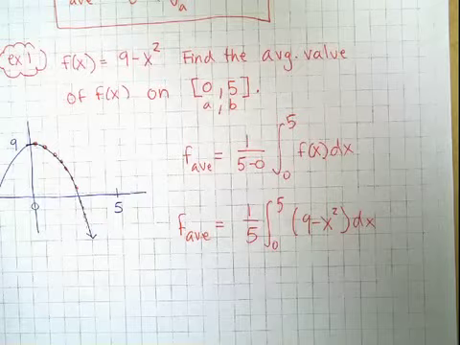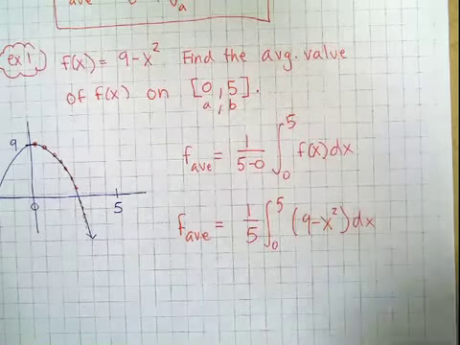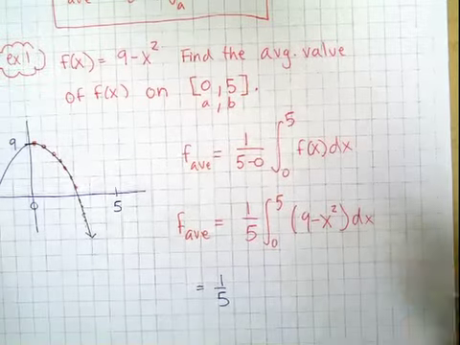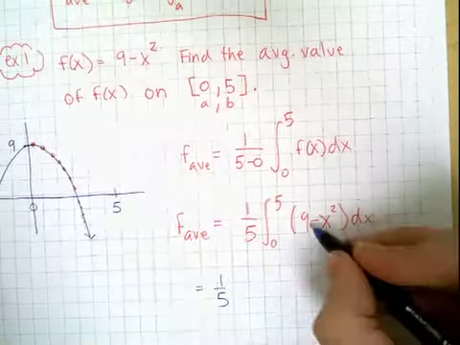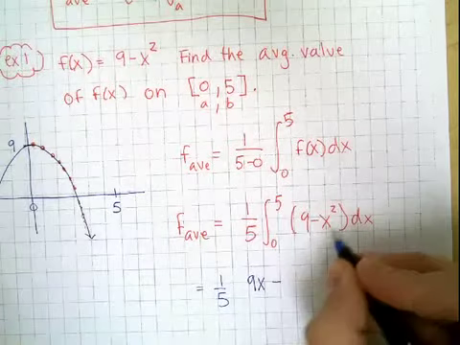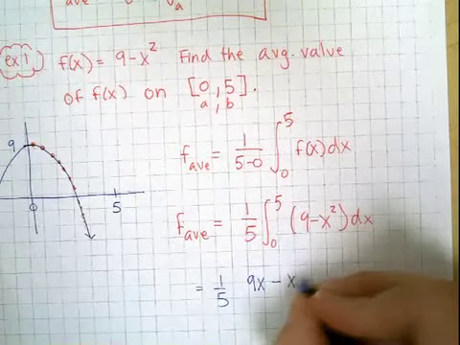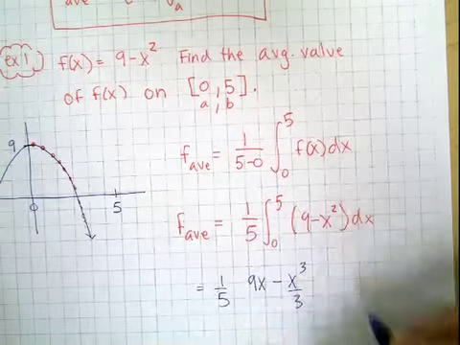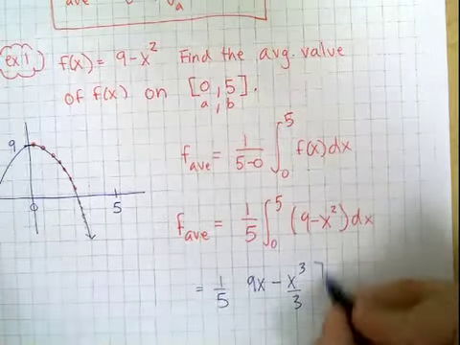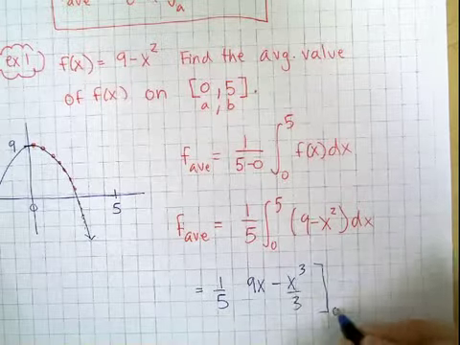So then let's antiderive this thing. We're going to have 1/5 out in front. 9 minus x squared, think backwards on this. 9 antiderives and becomes 9x. And minus x squared becomes minus x cubed over 3. And we're not going to put a plus c on here because we've got bounds. We're going to bracket this thing from 0 to 5.